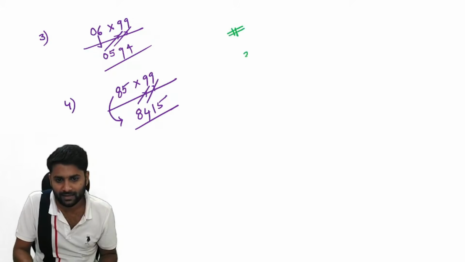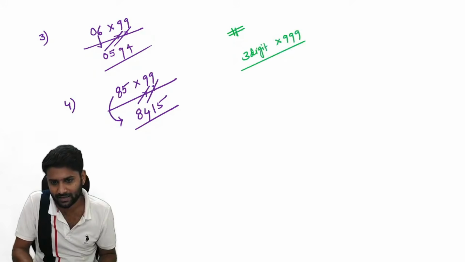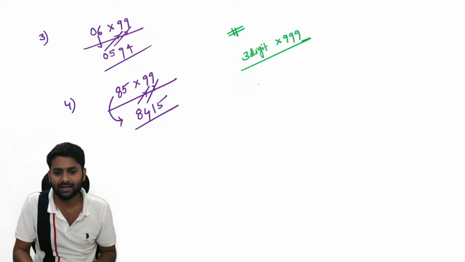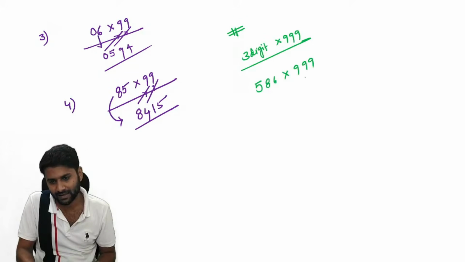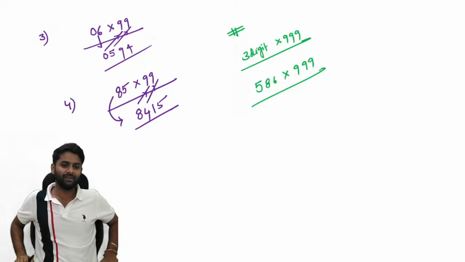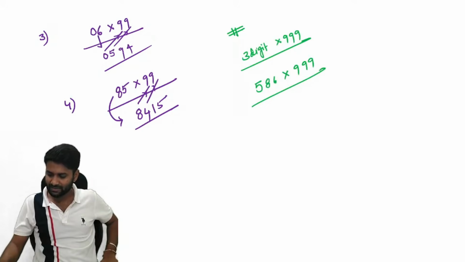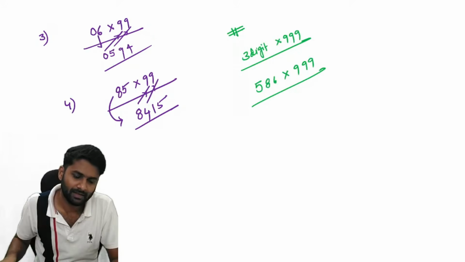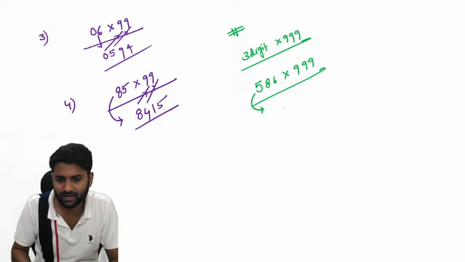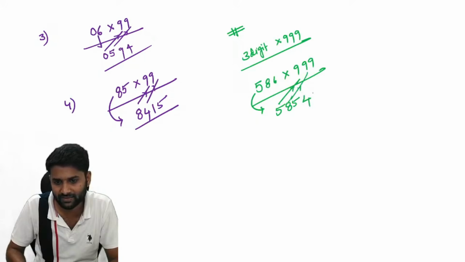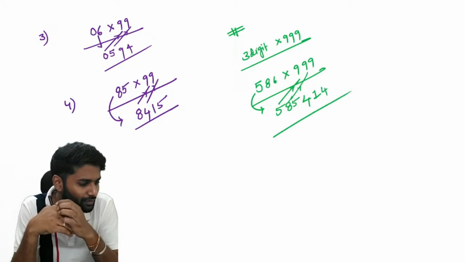The same way, let's consider any 3-digit number multiplied with 999. Let us consider 586 multiplied with 999. Now try this question. Consider the previous number of 586. It's 585. Then 5 becomes 9, we required 4 units. 8 becomes 9, we required 1 unit. And 5 becomes 9, we required 4 units. So 585414 is the correct answer.